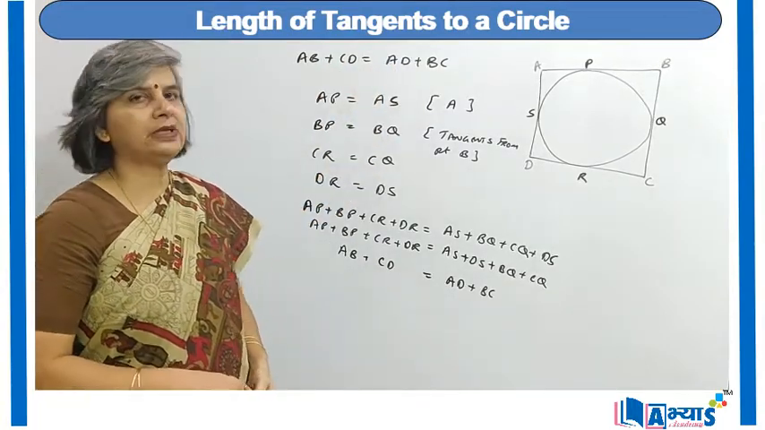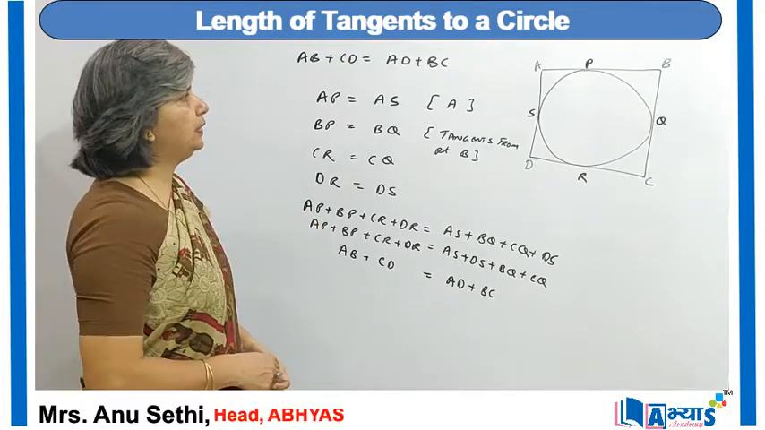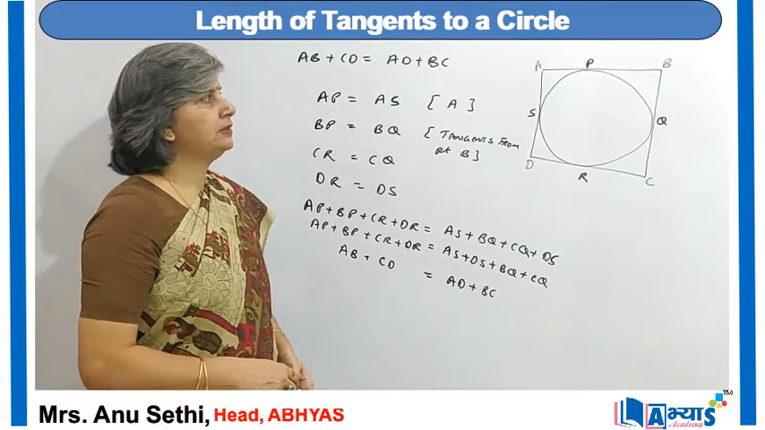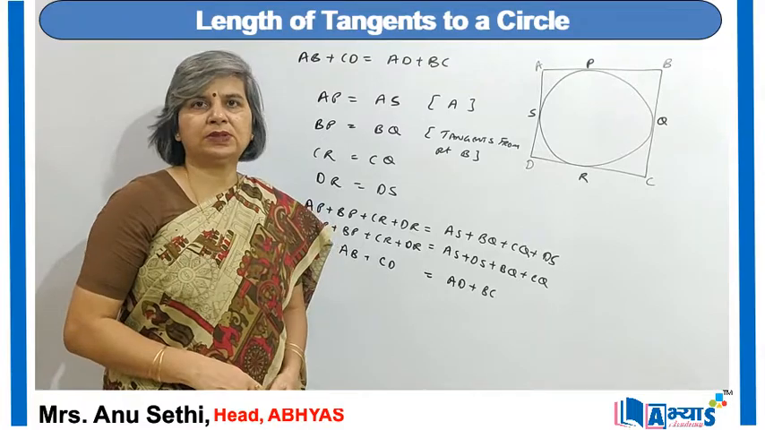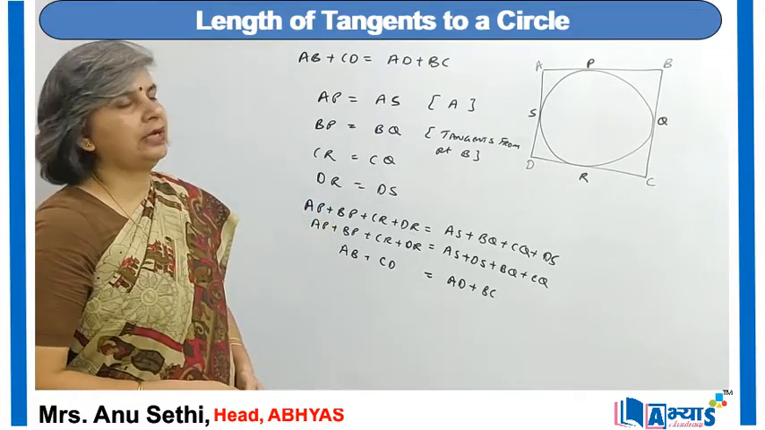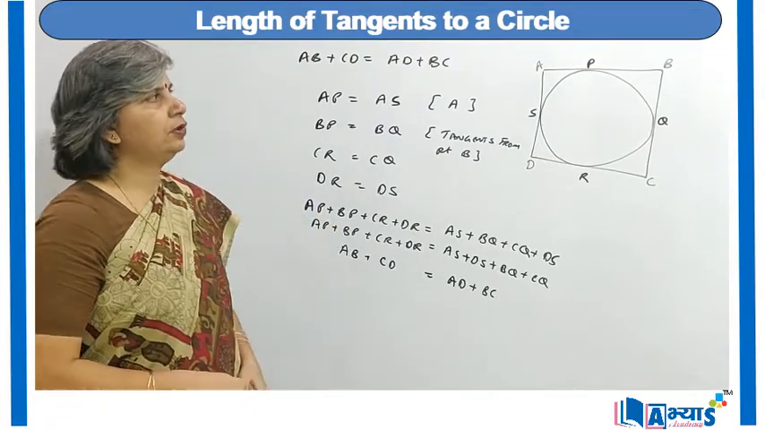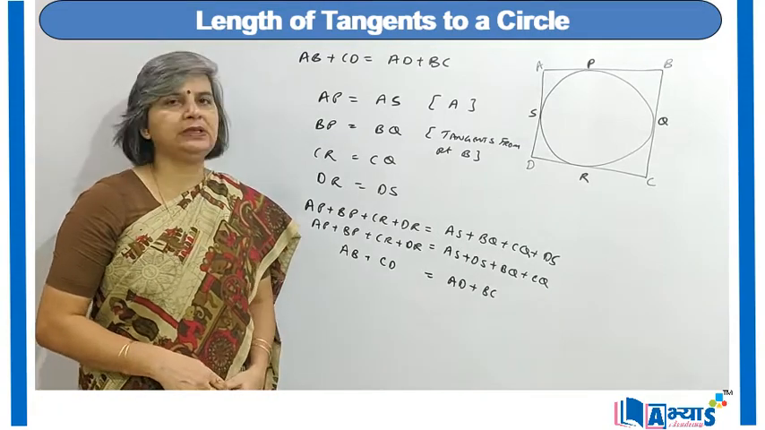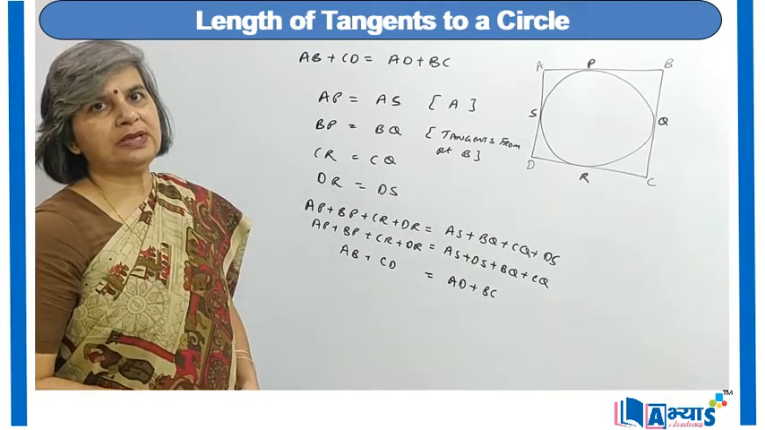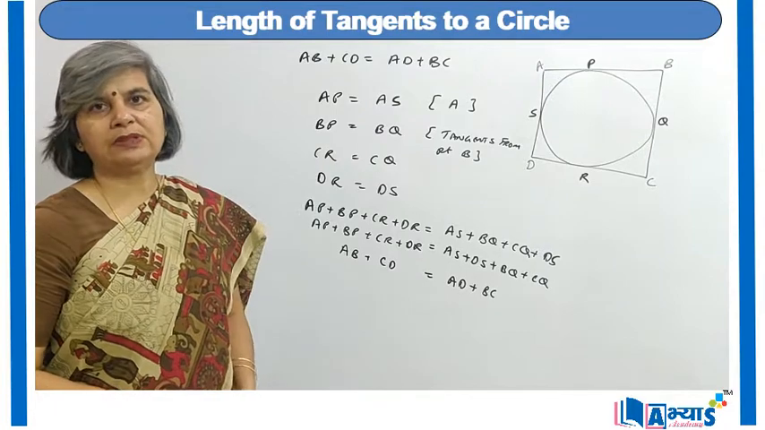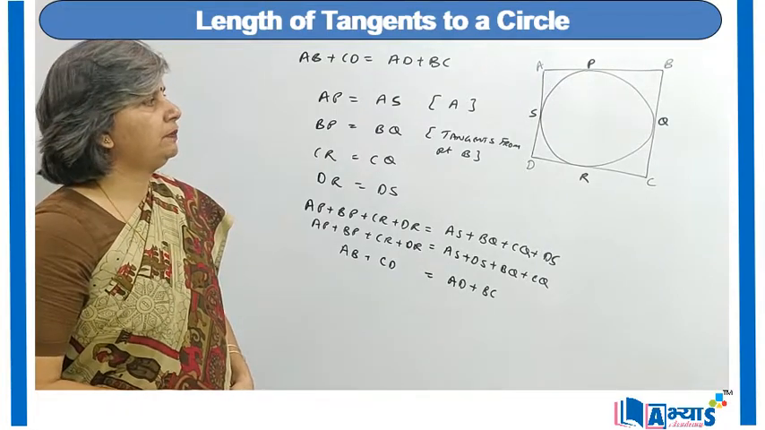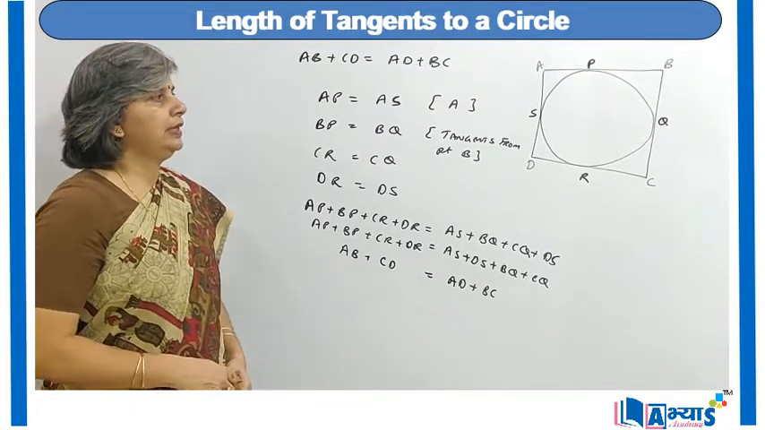So this is how we can apply the concept to prove that for a quadrilateral circumscribing a circle, the sums of the lengths of the opposite sides are equal. That means AB plus CD, these being opposite sides of a quadrilateral circumscribing a circle, is equal to AD plus BC.